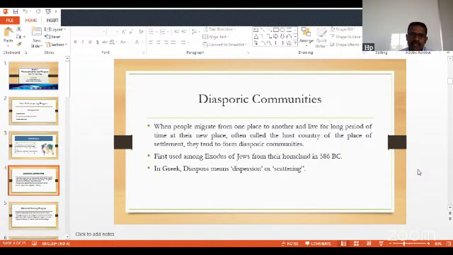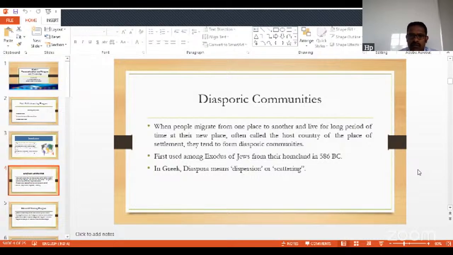I am a migrant, so I form a community there, where all the people in the community belong to the same ethnic group, the same country, the same language, or something unique among them. So they tend to form diasporic communities. But where did the term first emerge?